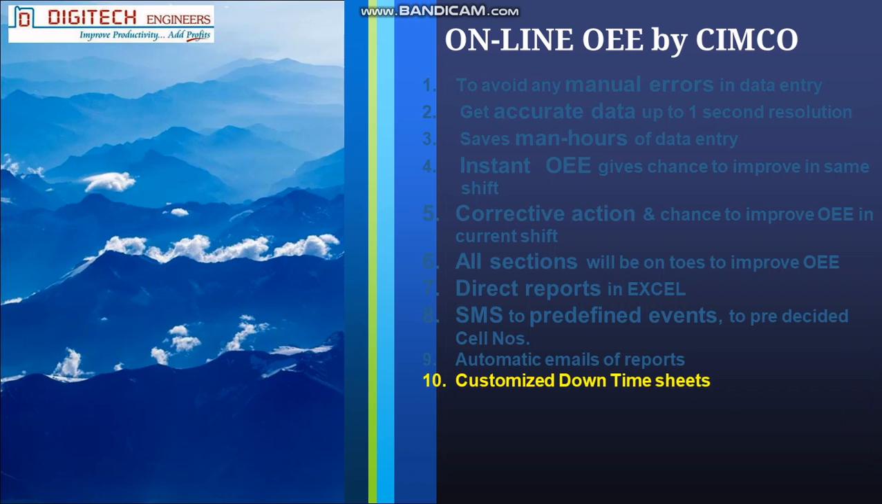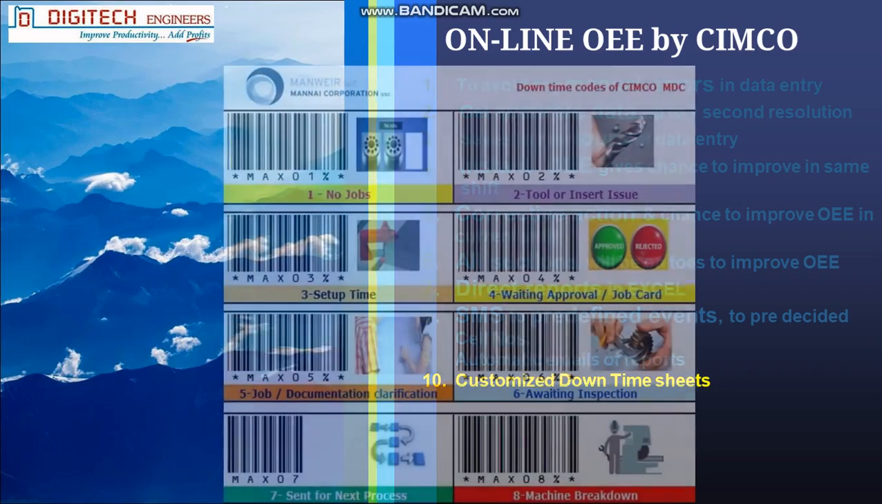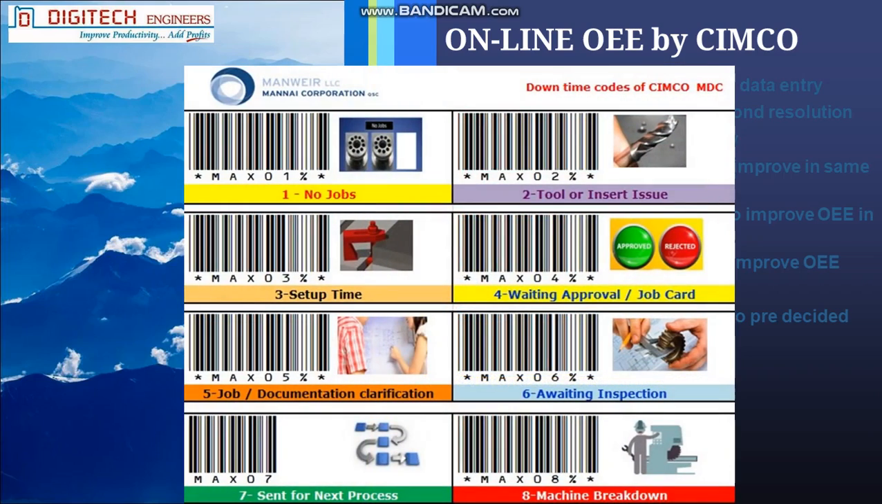Customized downtime sheets are also possible to make. This is the sample sheet for Manwear in Doha, where they use a barcode scanner to enter the downtime. But you can use Android tab also if you wish.